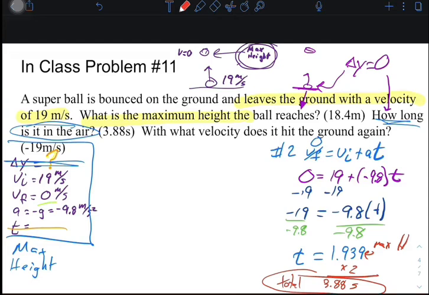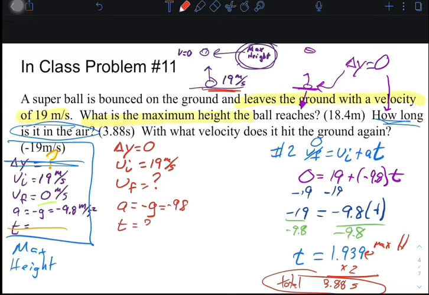So it's a delta y is equal to 0 problem, and what we need to do is make a new list. Delta y is equal to 0. My initial velocity is equal to 19 meters per second because it's still leaving the ground. My final velocity is, I don't know. That's what I'm solving for. My acceleration is equal to negative g, which is equal to negative 9.8. And then my t is equal to 3.88 seconds. And we're using that number from right there. That's because this is the total time in the air.